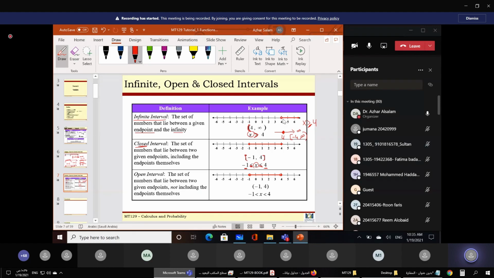If it's closed here, so 4 is included, I write the equality here. But if it's open here, I don't write the equality, it's just greater than. The same here for the open interval. I mean by that all the numbers x between -1 and 4, but not the endpoints. It's not equal to the endpoints -1 and 4, only the numbers between them, like that, without equality. Okay?